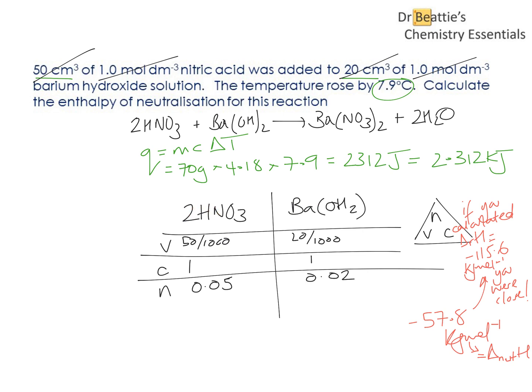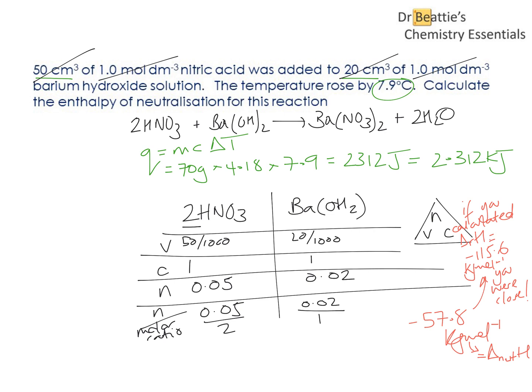So we need our 4th line of our grid. And we're going to do 0.05 divided by the 2 for the molar ratio here. And we've got 0.02, the moles here, divided by 1 because we've got a 2-to-1 ratio. This gives us 0.025 and 0.02. So we know that our excess reagent is the nitric acid because this is a larger value. So this is our limiting reactant at 0.02.